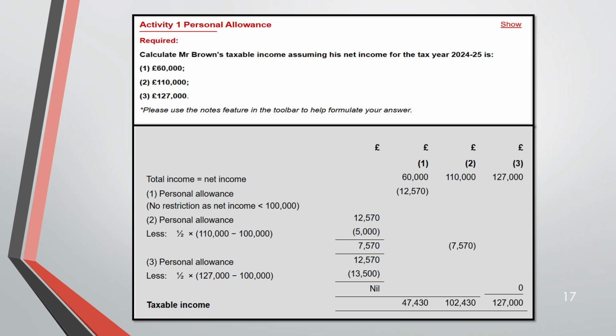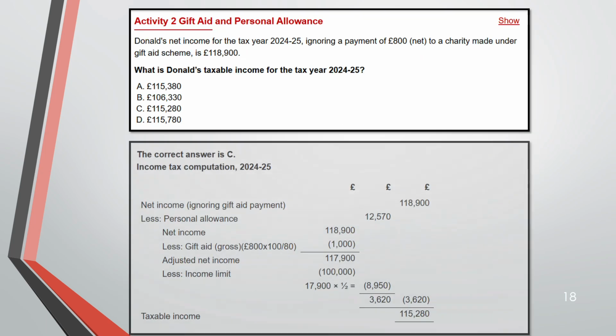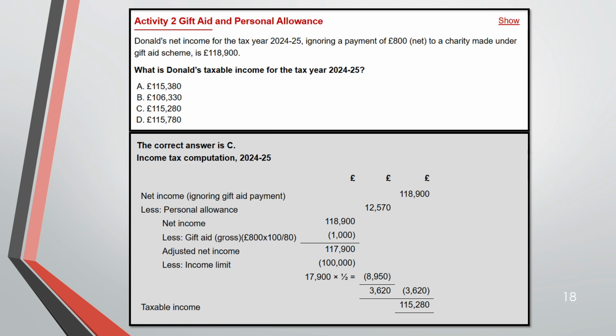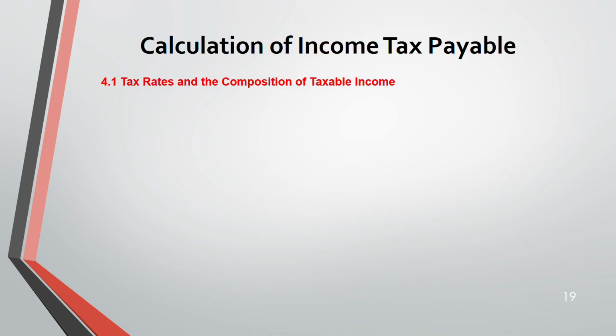For your ease, I have copy pasted this. I've taken a screenshot and pasted the question with the answer. So as you can see, the activity 1 answer is there. When you take the PDF slides from me, you will have this question and answer pasted. Next, also activity 2, where the correct answer is C.